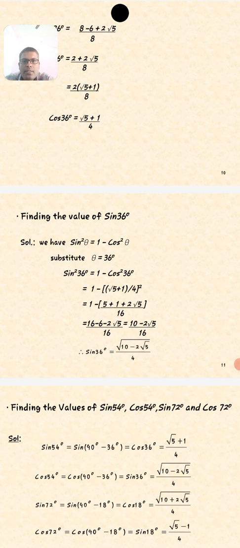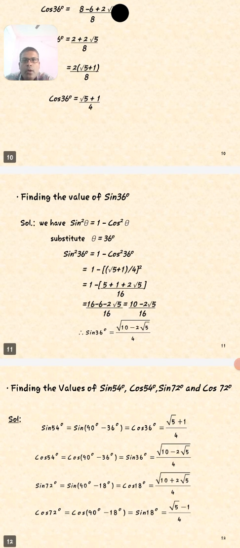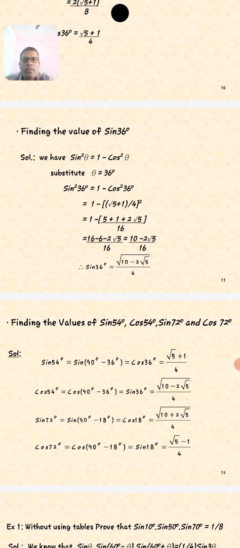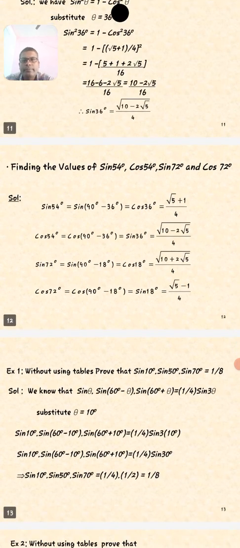1 minus, what is the cos 36 value? The above problem is what? What is the cos 36? Root 5 plus 1 by 4. So we have to substitute here root 5 plus 1 by 4 whole square. Now we have to solve the simplification, that is equal to 1 minus 5 plus 2 root 5 by 16. We apply the a plus b whole square. That is equal to 16 minus 6 minus 2 root 5 by 16. That is equal to 16 minus 6, we get 10. 10 minus 2 root 5 by 16. Therefore, sin 36 degrees is equal to square root of 10 minus 2 root 5 by 4.